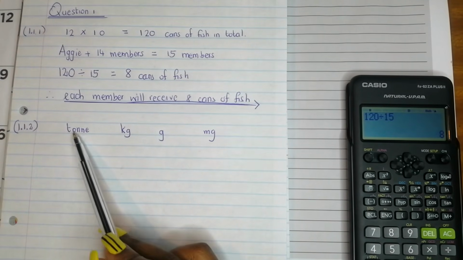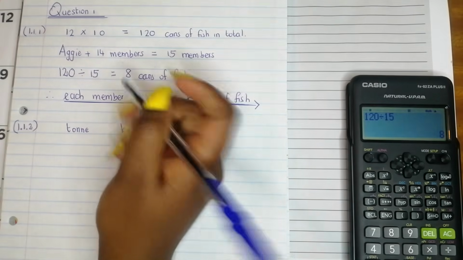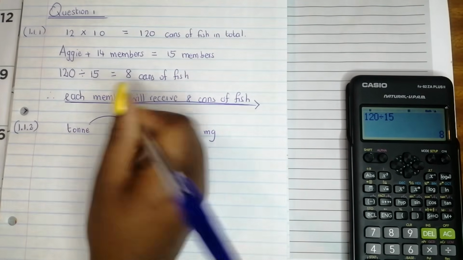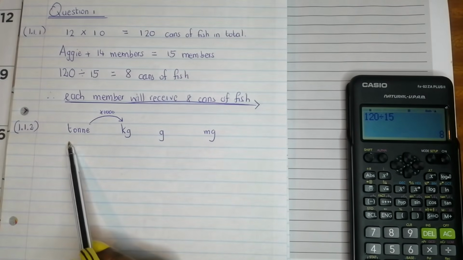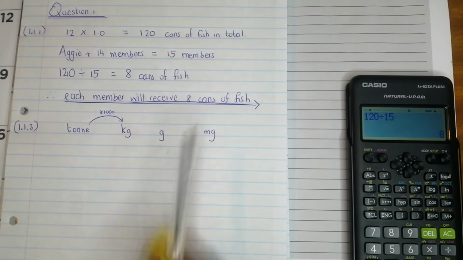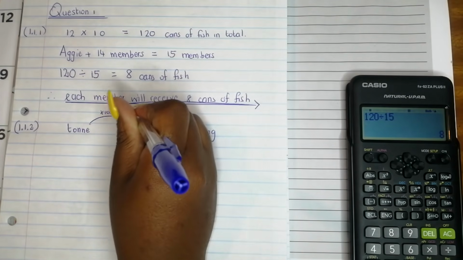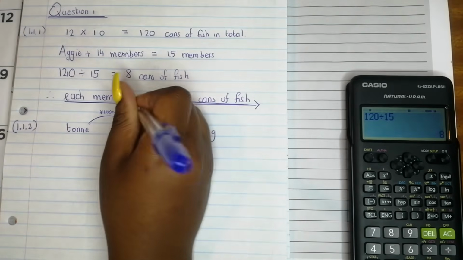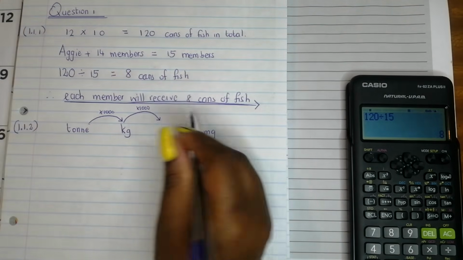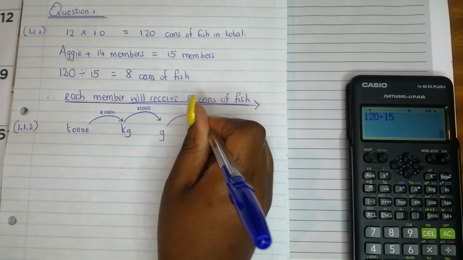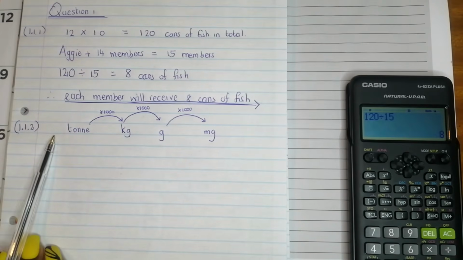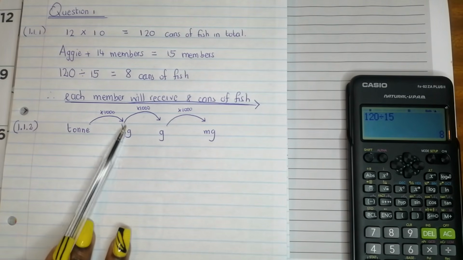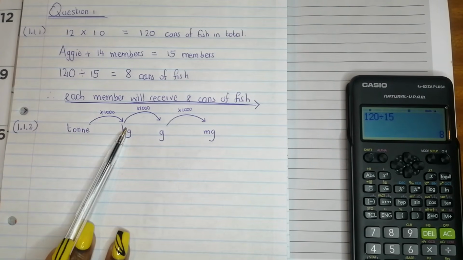So if you want to go from a bigger unit to a smaller unit, you need to multiply by 1,000. If you want to move from ton to kilogram, you multiply by 1,000. If you want to move from kilogram to grams, you multiply by 1,000. If you want to move from grams to milligrams, you still multiply by 1,000. So from a bigger unit to a smaller unit, we need to multiply by 1,000.